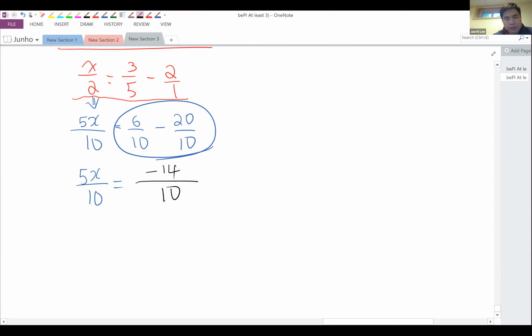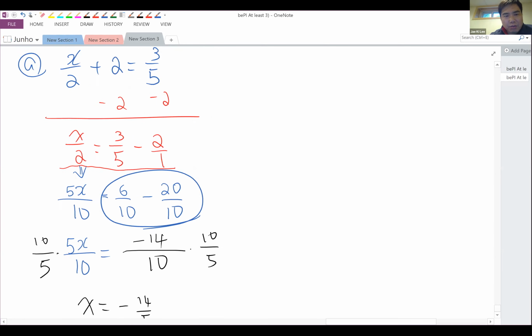Okay. Now you basically multiply by 10 over 5, right? Then x equals negative 14 over 5. Okay. So this was one method here, but I'm going to go back to what Osama just mentioned.